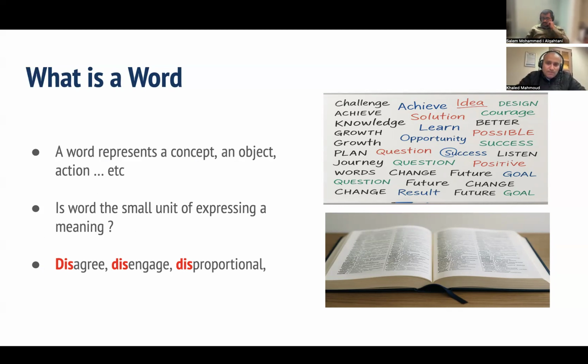The question that comes now is, can we break this word into smaller units that also convey a meaning? For example, we have disagree, disengage, disproportional. You see, we have highlighted those in red. This means not. For example, disagree, I do not agree. Disengage, I do not engage. Disproportional means not proportional. So we can break a word into sub-words.